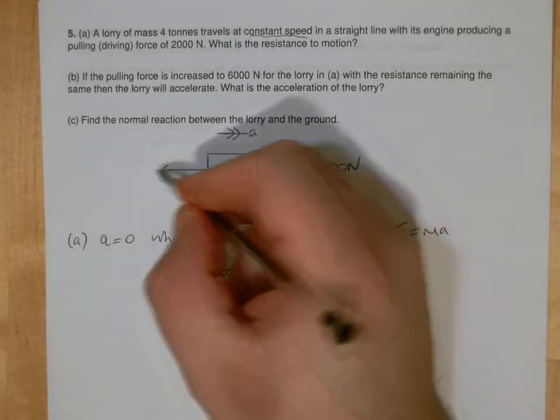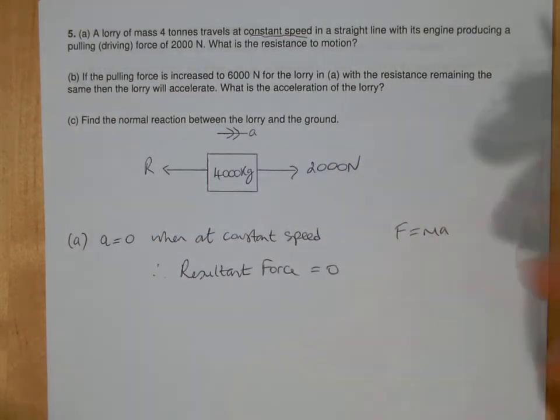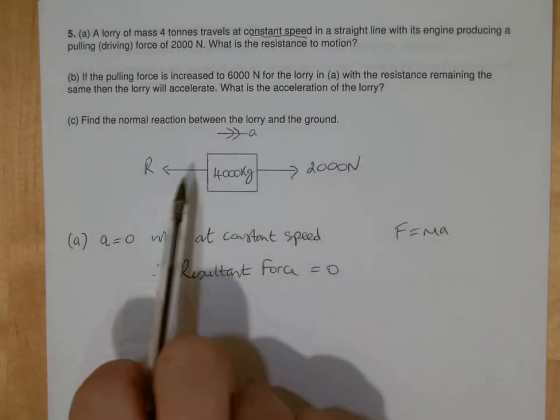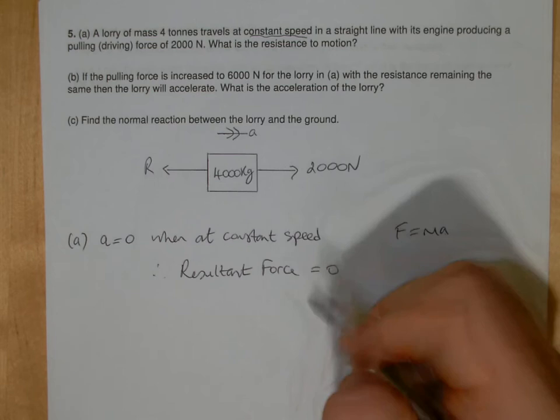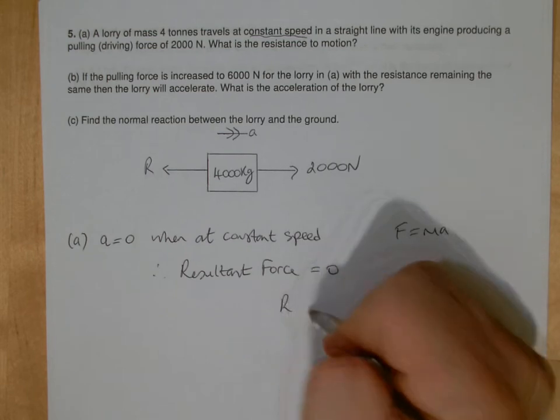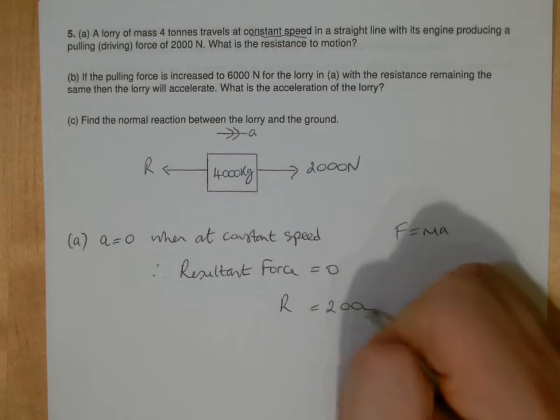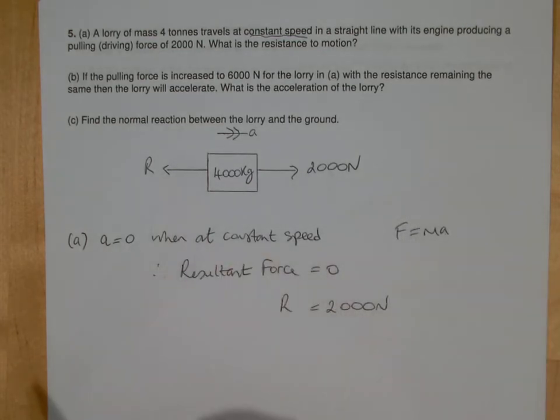Okay, what's the resistance of motion? So what is this resistance, like air resistance and so forth? Okay, well, if the resultant force is 0, that means these have got to balance. So in this case, quite simply, the resultant resistive force has got to equal 2,000 newtons, yeah? Because they've got to balance given the resultant force is 0.